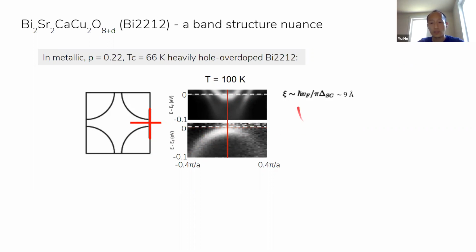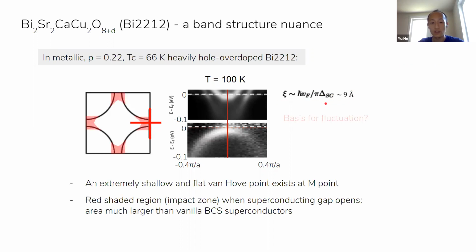And we can extract the BCS correlation length based on the Fermi velocity and the gap size we measure experimentally. And we see that it's only about 9 angstrom. So this is only 2 to 3 lattice constant size. This is very short correlation length. Therefore, superconductivity will have an innate tendency to heavily fluctuate. And therefore, after noticing this band structure nuance, we already think, maybe there's some merit for superconducting fluctuation given that very shallow, flat, near antinodal band structure.